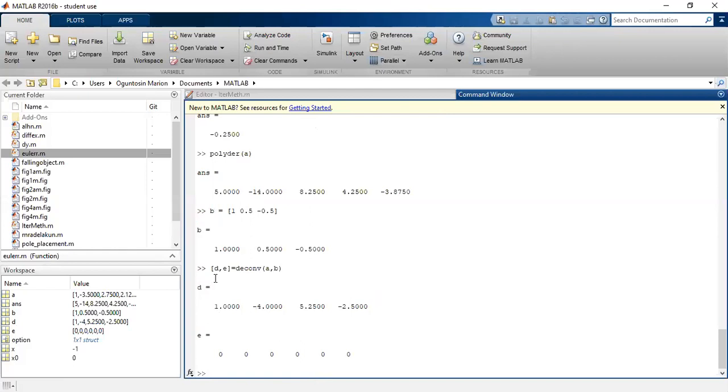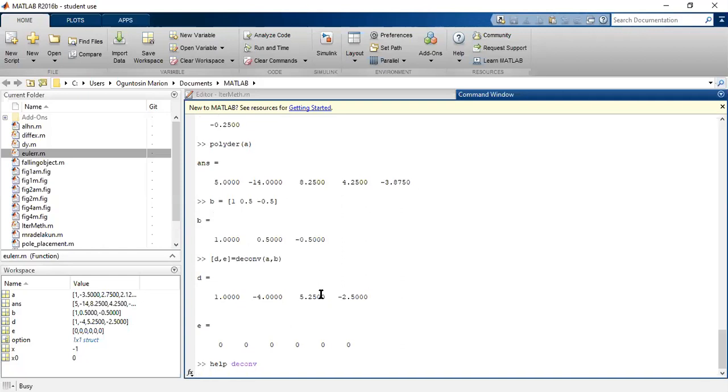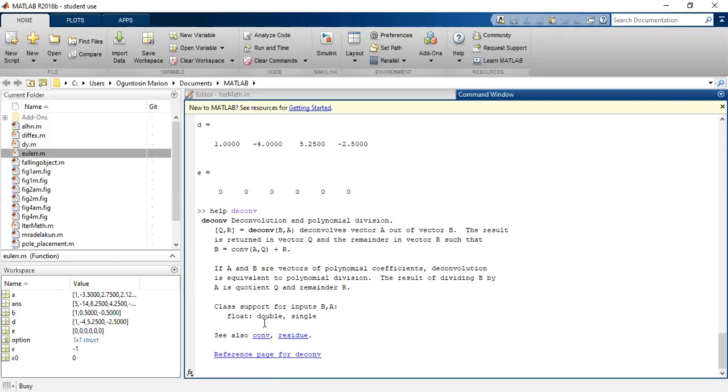So D is the result of dividing this by this, and it gives us this polynomial, which is a third order polynomial, and this is the remainder or the quotient. Since B is one of the roots of A, there's definitely no remainder. So this is how you specify it. Like I said, if you want to know how a function works, you look up conv.